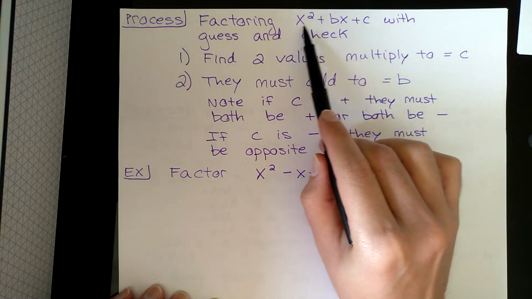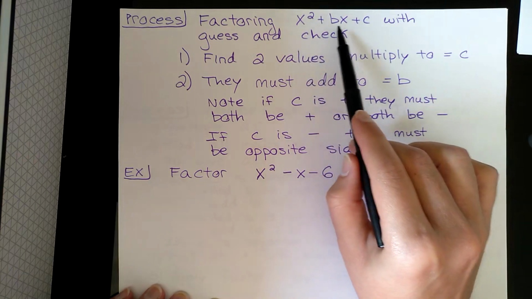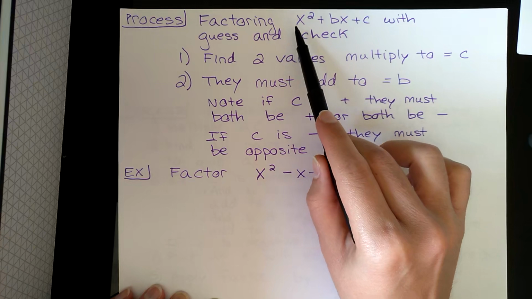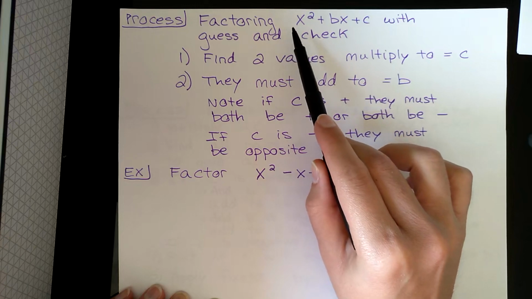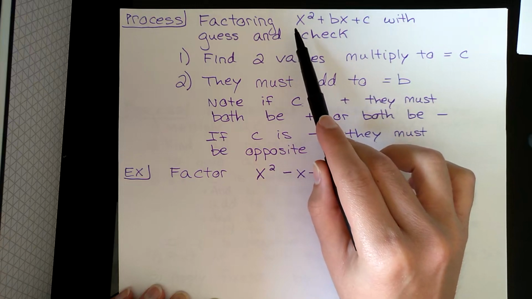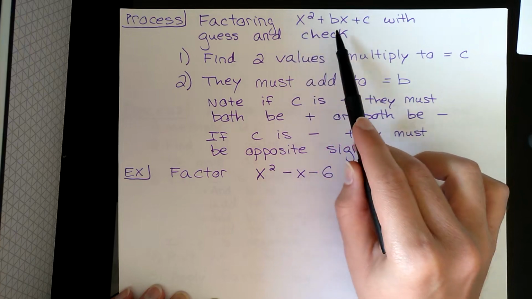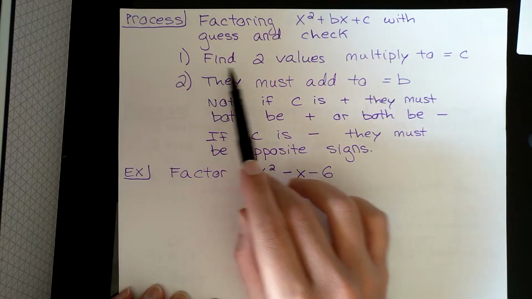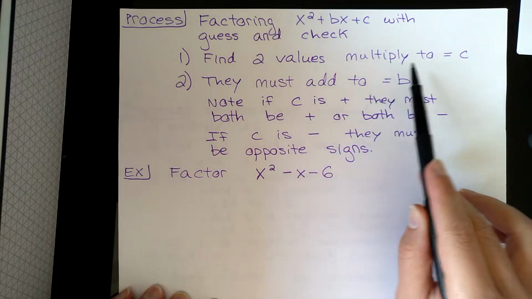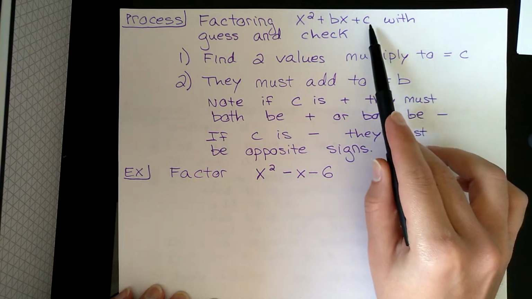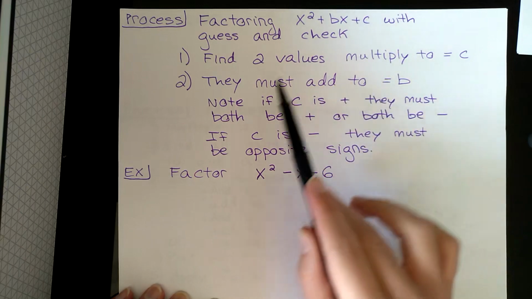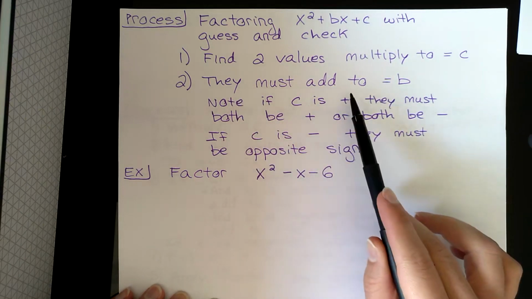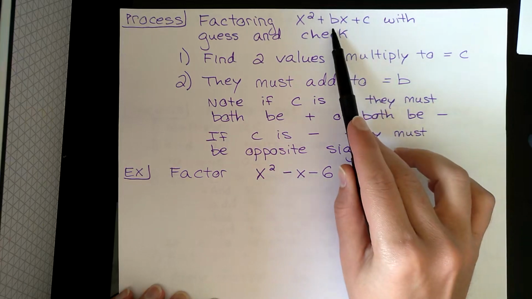So generally when we have something of the form x squared plus bx plus c, meaning there's nothing in front of the x squared, then guess and check is going to be the easier way to go about it. So we say factoring x squared plus bx plus c with guess and check, you're going to find two values that multiply to equal c. And then from there, you're going to check that they add up to equal b.